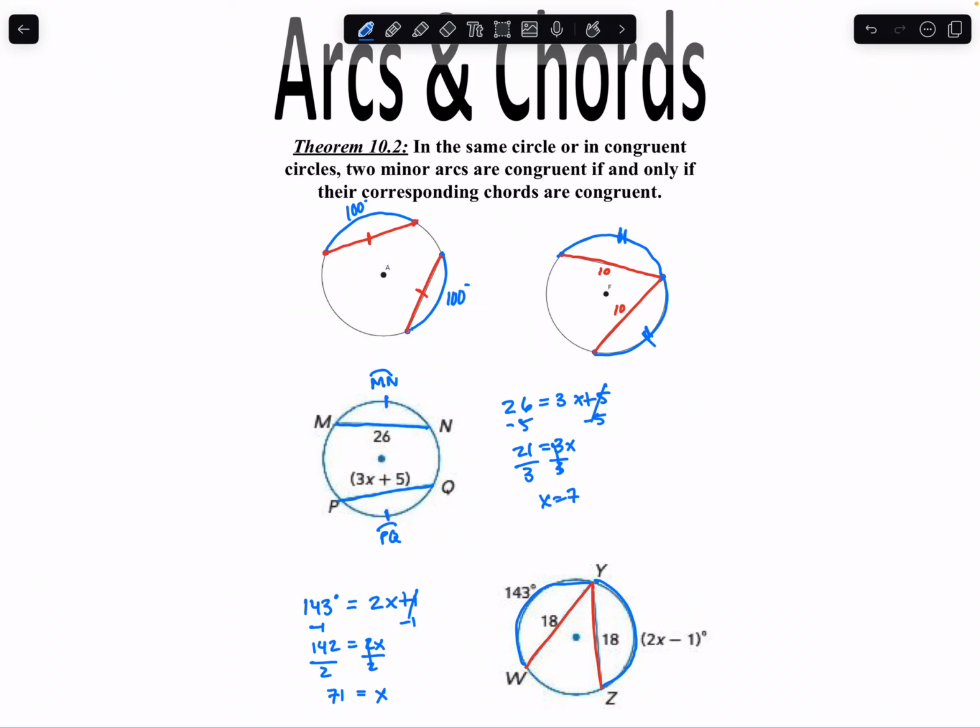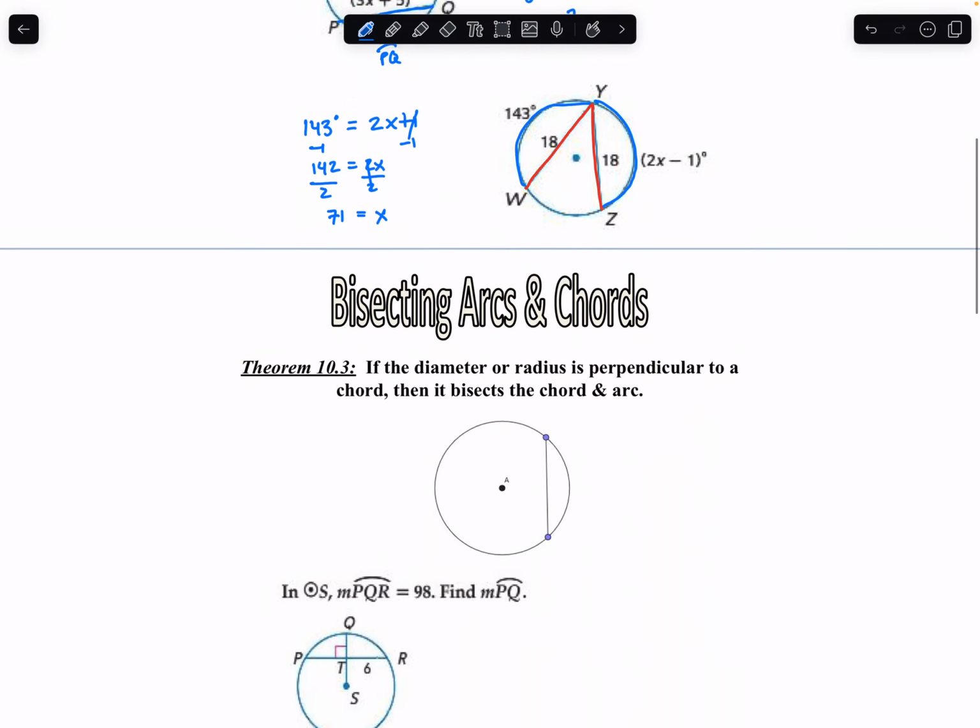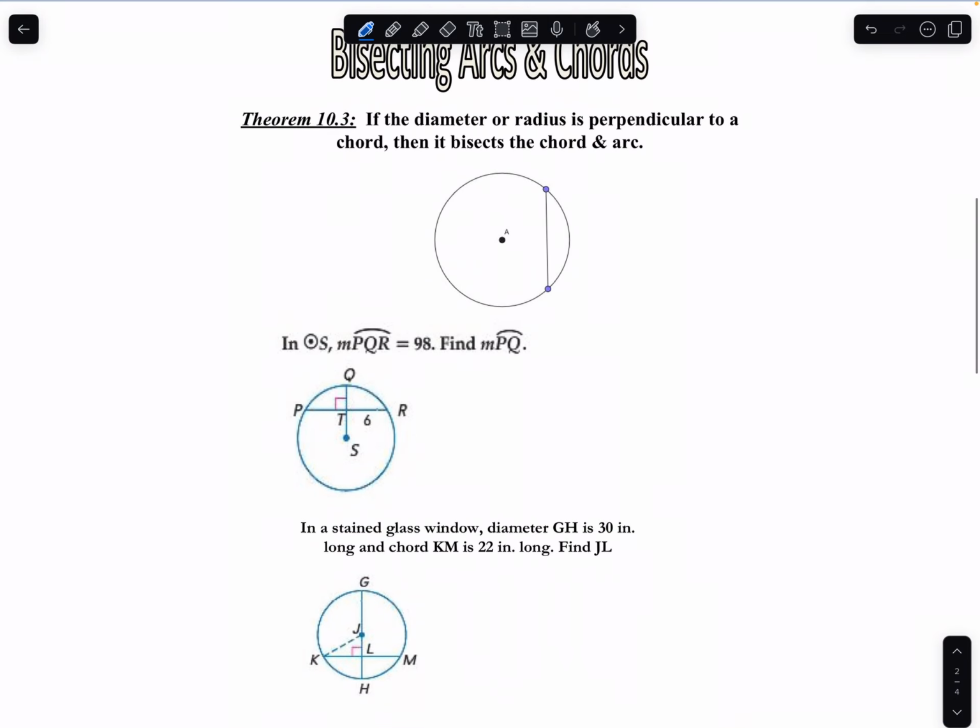Let's talk about another theorem. Here we're talking about theorem 10.3, which talks about what happens when we bisect an arc. Bisecting an arc and a chord. So, if the diameter or the radius is perpendicular to the chord, then it's going to bisect it. And the key word here is bisect. If you remember from back in September, bisect means cutting it into two sections. And the key word here, perpendicular, means that they intersect at 90 degrees.